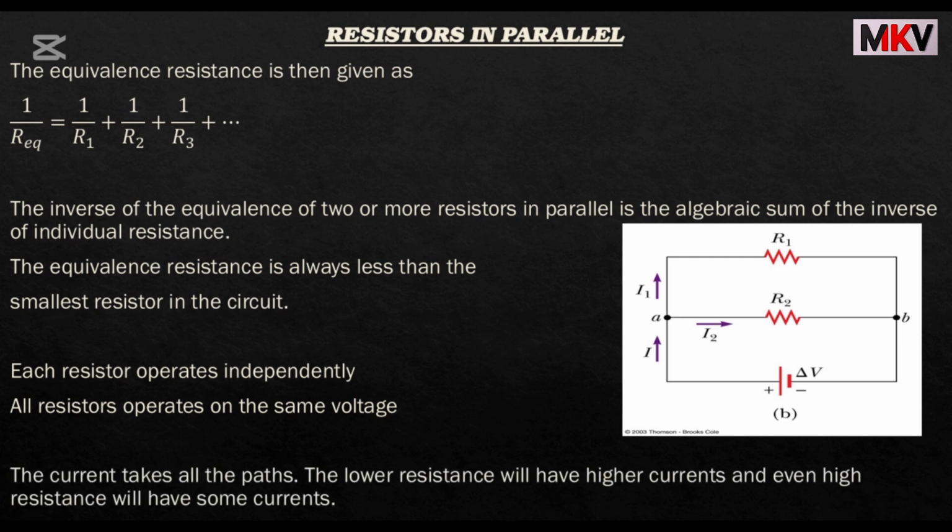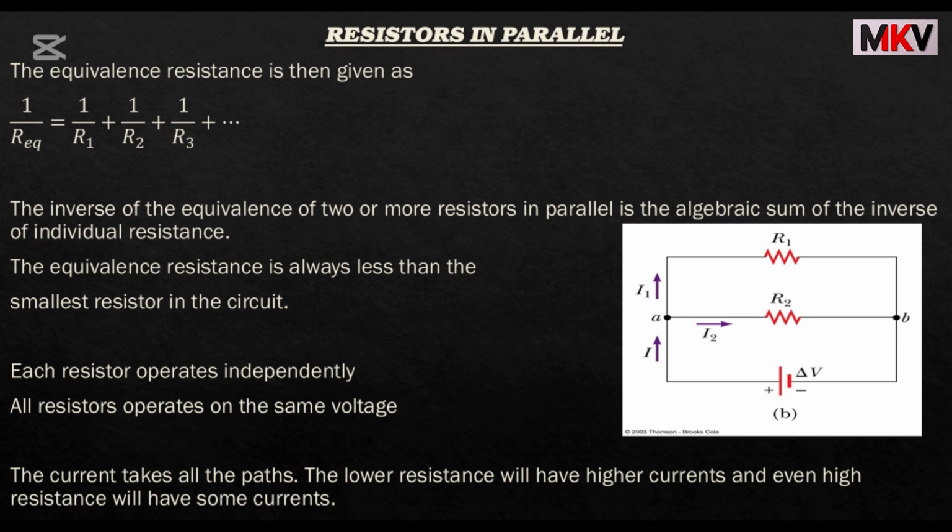The current takes all the paths that we have in the circuit, as I said earlier on. So if there are numerous junctions, when the current reaches a junction, it breaks out and separates through all the paths that it creates in the circuit. The lower resistance will have higher current, and even higher resistance will have some current passing through.